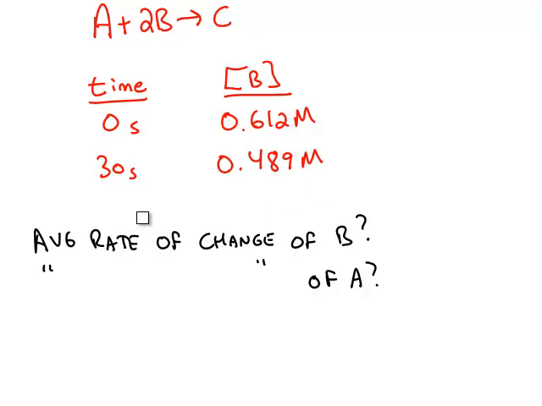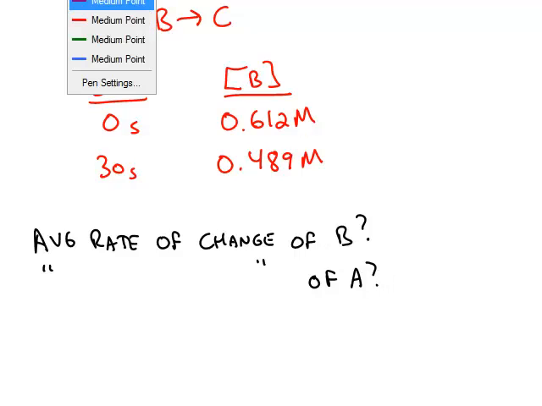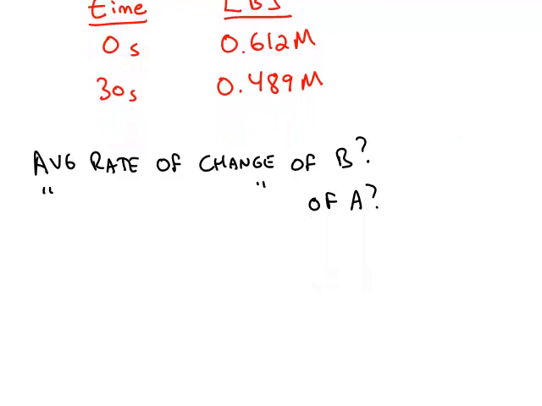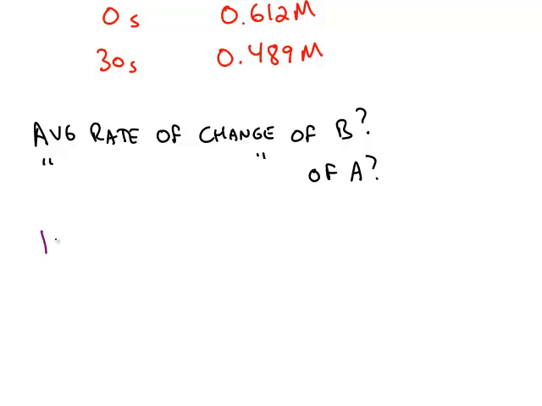So the first question is, over that time period, what is the average rate of change of chemical B? And then the second question, what's the average rate of change of chemical A for that same time period? So to calculate the average rate of change for chemical B, we just write down the definition of what the rate of change is. It's the change in the concentration of chemical B divided by the change in time.